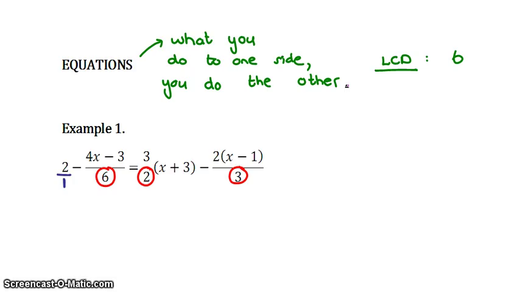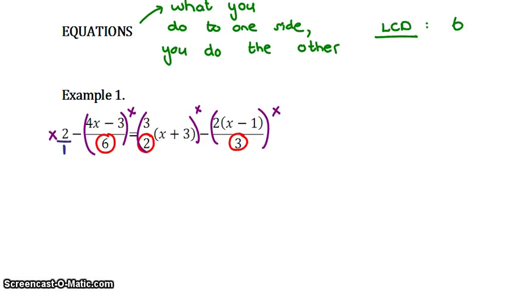So what am I talking about with this LCD, and why am I saying what you do to one side, you do to the other side? Well, the idea is to get rid of denominators. I don't like denominators, and can I get rid of them? Now, if you multiply one term by a number, it means you need to multiply every term by that number, because what you do to one side, you do to the other side. Now the idea is to get rid of these denominators.